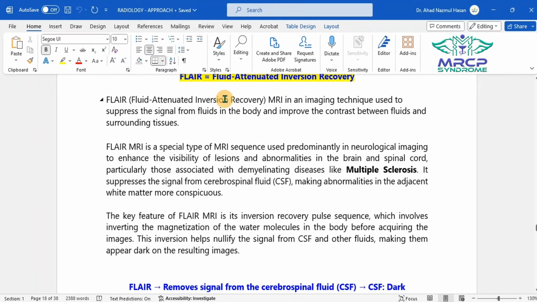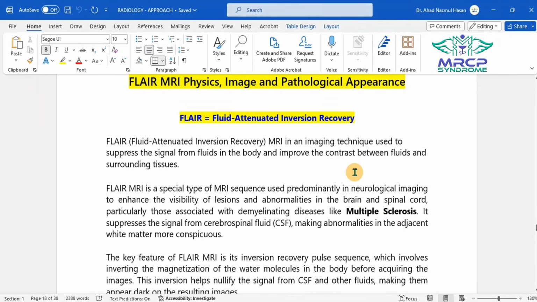FLAIR, fluid attenuated inversion recovery MRI, is an imaging technique used to suppress the signal from the fluids in the body and improve the contrast between the fluids and surrounding tissues. FLAIR MRI is a special type of MRI sequence used predominantly in neurological imaging to enhance the visibility of lesions and abnormalities in the brain and the spinal cord, especially in case of multiple sclerosis.